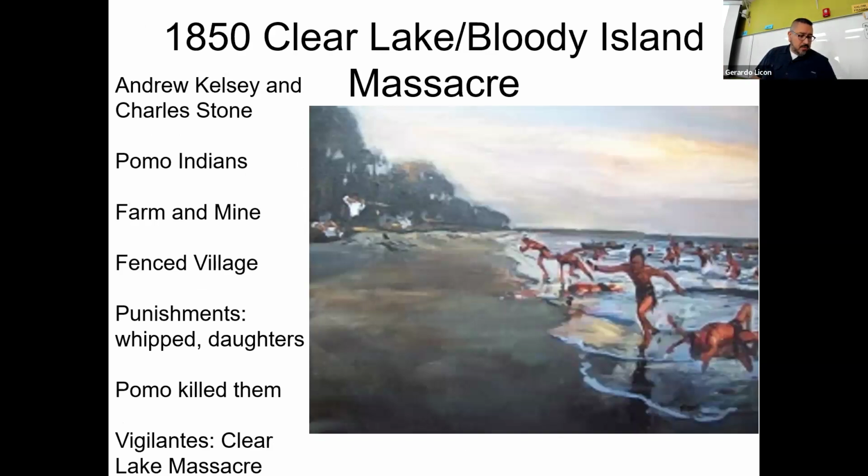I'll tell you greater detail about one specific example. This is remembered as the Clear Lake or Bloody Island Massacre of 1850 in Northern California. Northern California is where most of the gold mining happened. There were two Anglo-American men, Andrew Kelsey and Charles Stone, who decided that they were going to get the Pomo Indians to work for them. And they put them to work on their farm and in their mine to help them strike it rich with the gold mining.